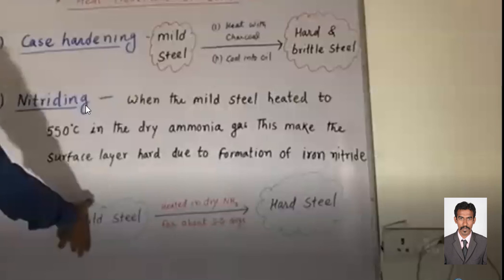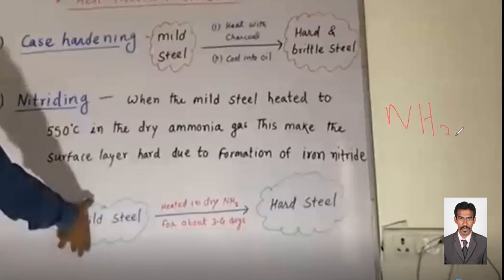Then we have nitriding. Here we go for carbon addition, but in nitriding we go for nitrogen addition. When the mild steel is heated to 550 degrees in dry ammonia gas, this makes the surface layer hard due to the formation of iron nitride. In case hardening it is formed as iron carbide; here we form iron nitride. This iron nitride is also a hard material. Here we have ammonia gas, and the formula is NH3.